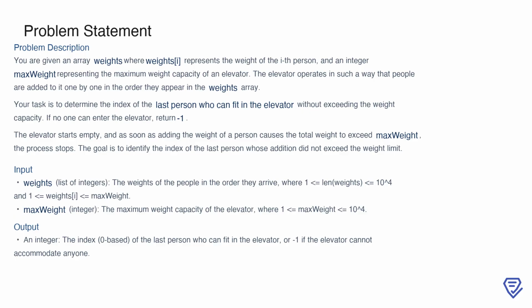The goal is to find the index of the last person who was successfully added to the elevator, or return -1 if no one can enter at all. The problem is constrained so that the length of the weights array and the values of weights and max weight are all within reasonable limits for computational efficiency.